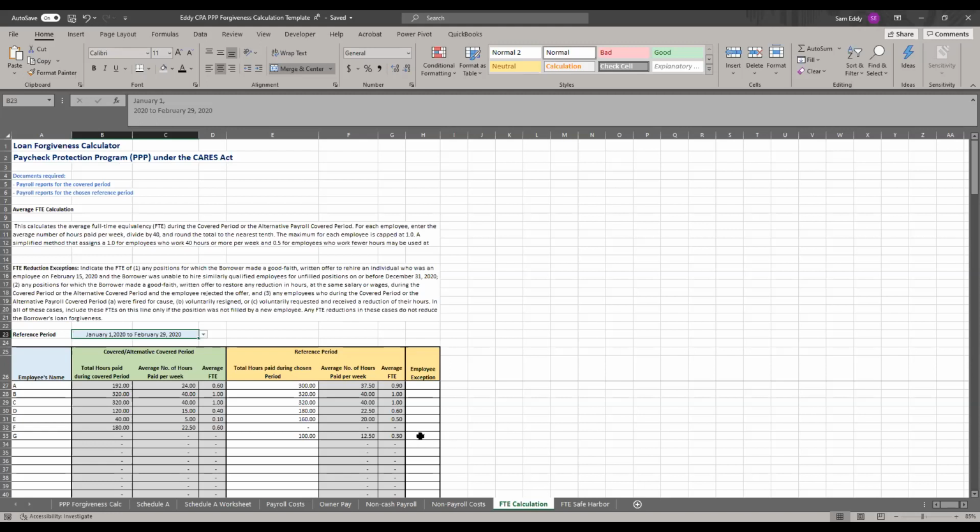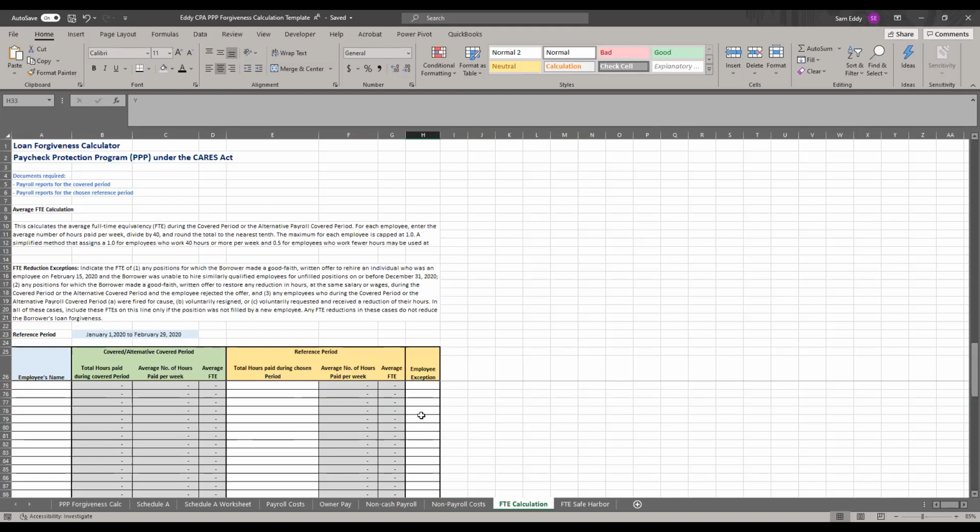So here you want to apply, if you have an employee exemption for any of these employees, for example, with employee name G, we're saying that this employee may have voluntarily resigned during the covered period, so they are an exemption, and we will want to add that FTE to your covered period FTE to eliminate any reduction for that specific employee.